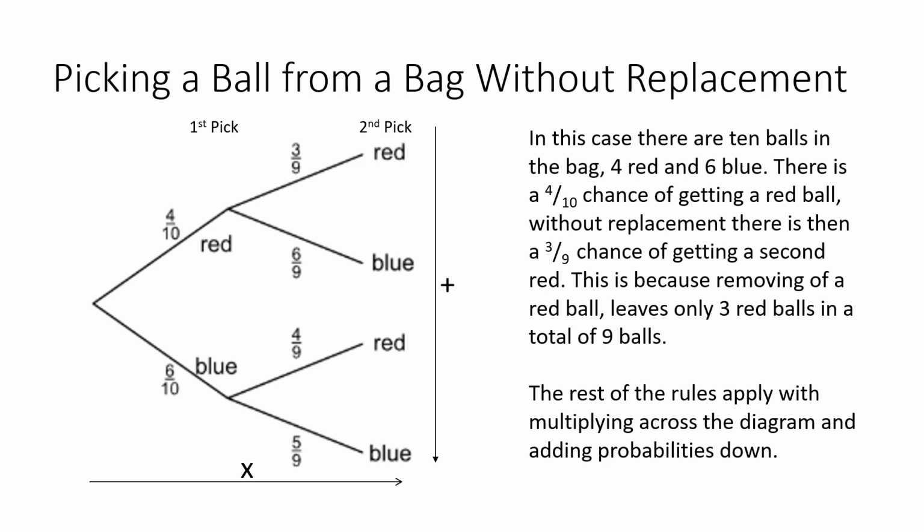Moving on to this lower branch, if you've got a 4 in 10 chance of red, you've got a 6 out of 10 chance of blue.